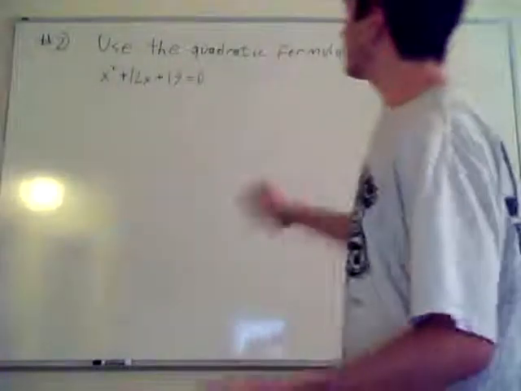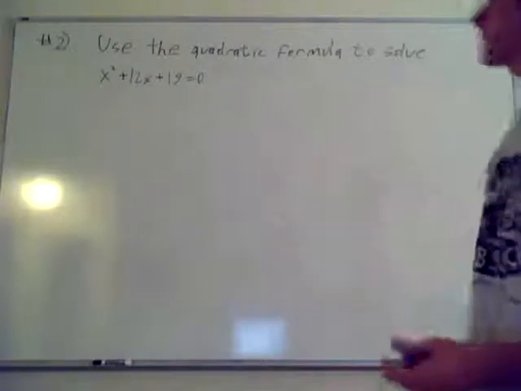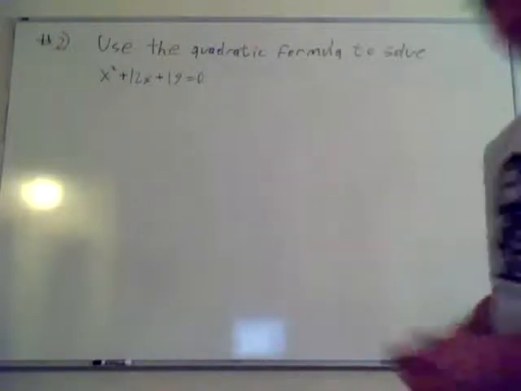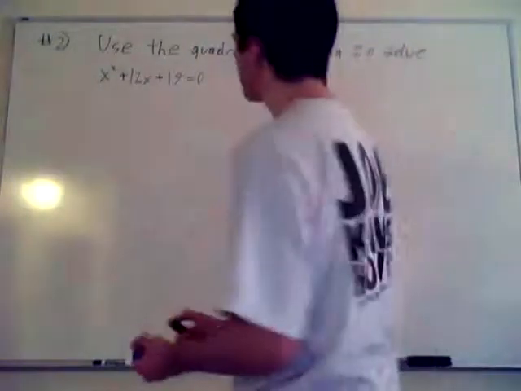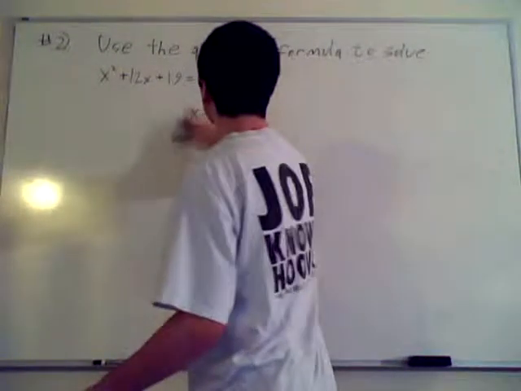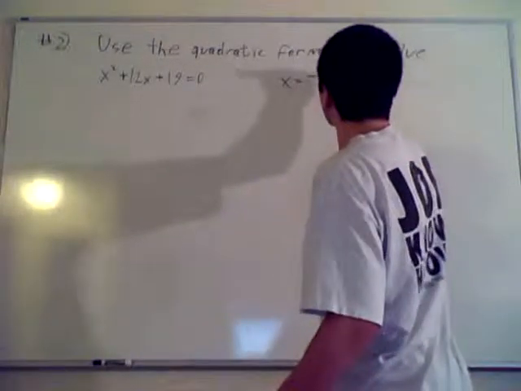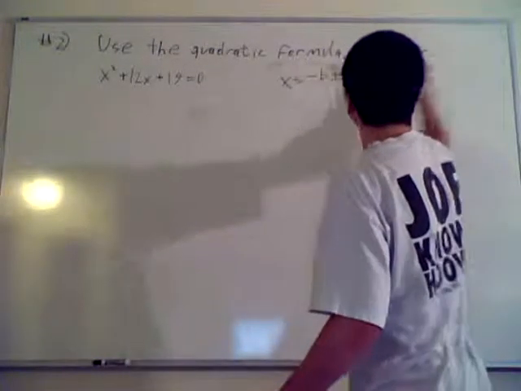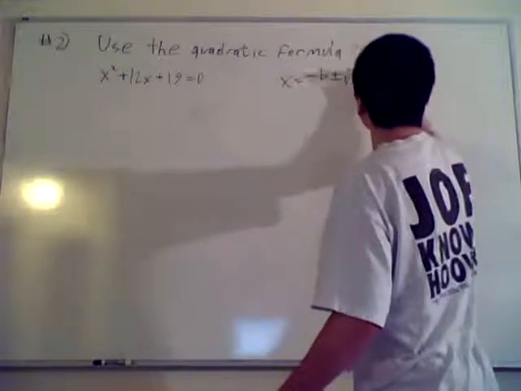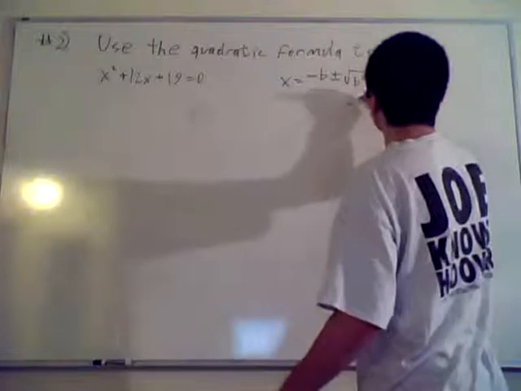Alright, so now the second problem: use the quadratic formula to solve x squared plus 12x plus 19. So for this, first of all, you have to know your quadratic formula. It's x equals, actually, let me write that over here. x equals negative b plus or minus the square root of b squared minus 4ac all over 2a.